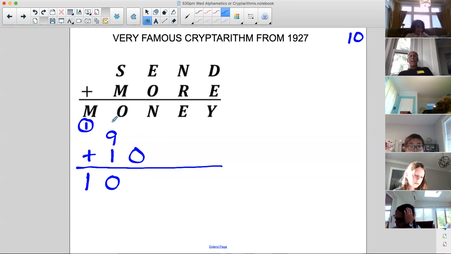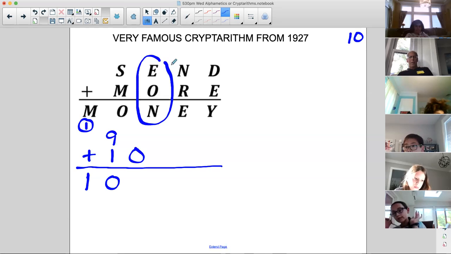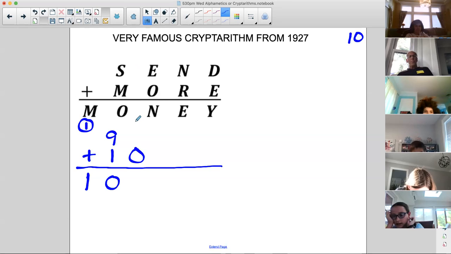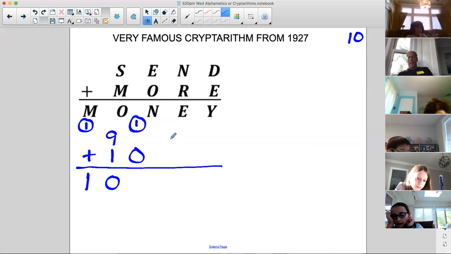Can anybody tell me, E plus O, or 0, what is the problem with this column right here? Hannah? E and N can't be the same thing, but if there's another 1 from the other column, then it would be 1 more, so they wouldn't have to be the same thing. There's got to be a carry in which place? Right above E. There's got to be a carry in the hundreds place, guys.